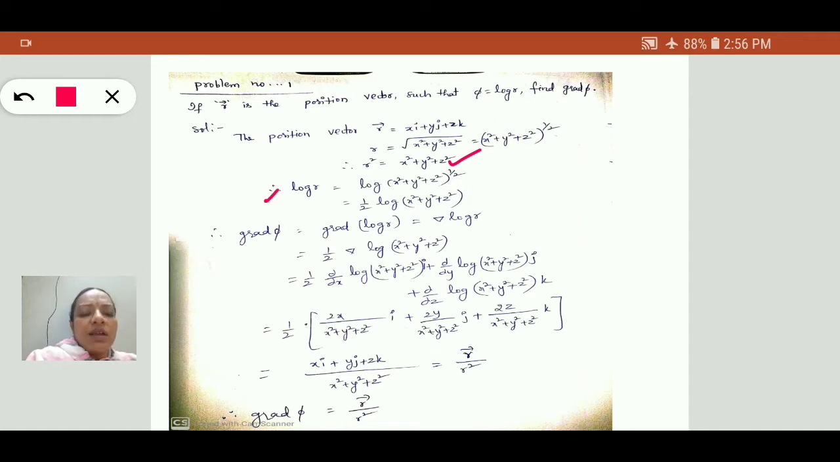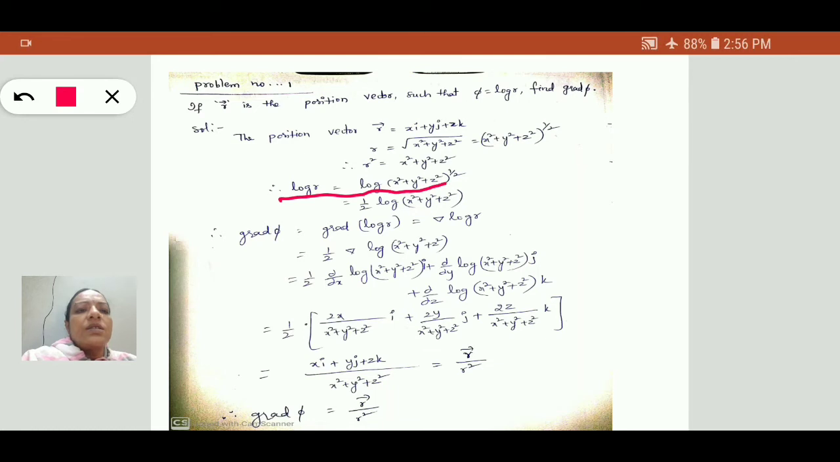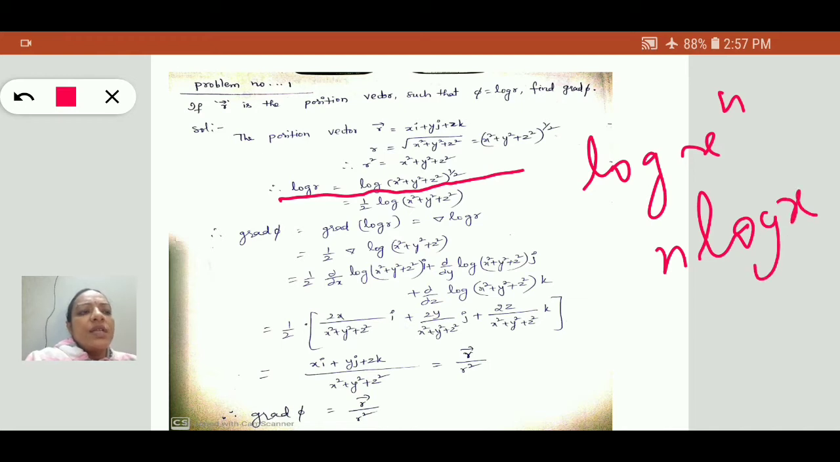In place of r, we are substituting the magnitude. So log r is equal to log of x square plus y square plus z square to the power of half. We can use the logarithmic rule: log of x to the power n can be written as n log x. That is, half of log of x square plus y square plus z square.